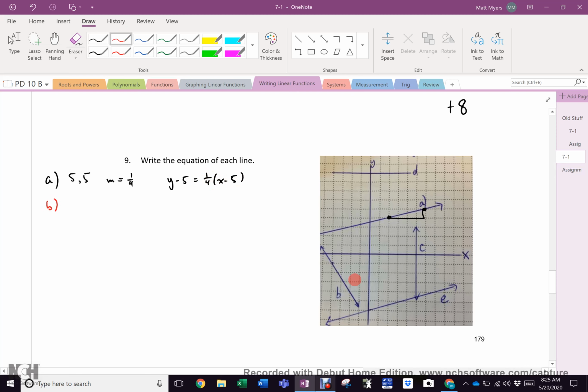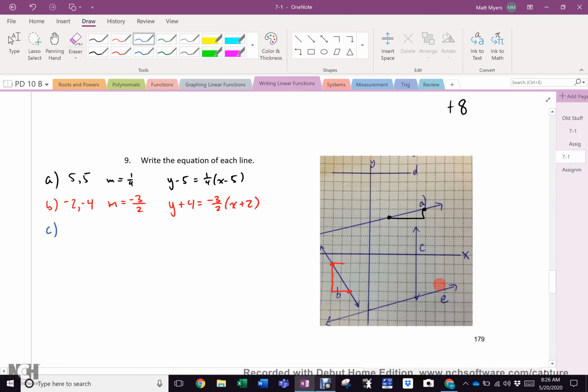B, right here. I got a point. I got a point. Choose one of those. Doesn't matter which one. I'm going to do this one. -2, -4. And my slope is 1, 2, 3, 1, 2, -3/2. So y plus 4 equals -3/2 x plus 2.